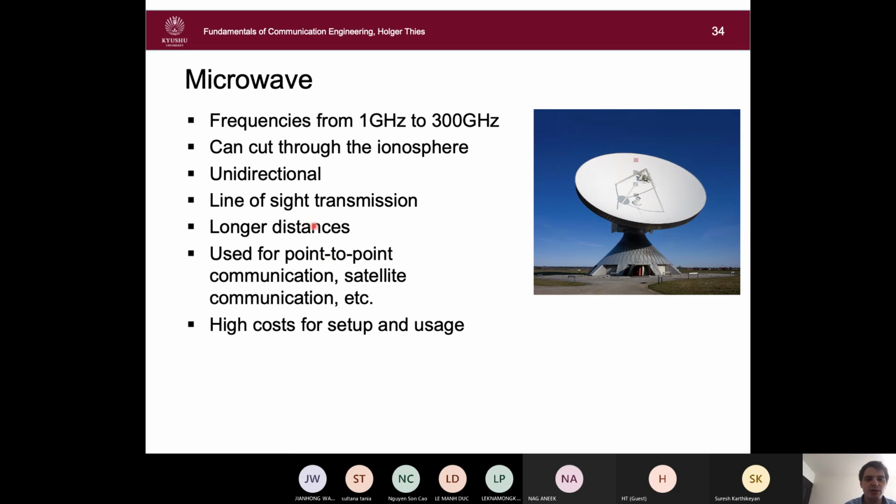But they can go through longer distances, can be sent through the sky, and they are usually used for point-to-point communication, for satellite communication. But they have quite high costs for setup and usage, because for satellites, you need to produce them, and you usually need very large satellite dishes, or very large dishes like this.